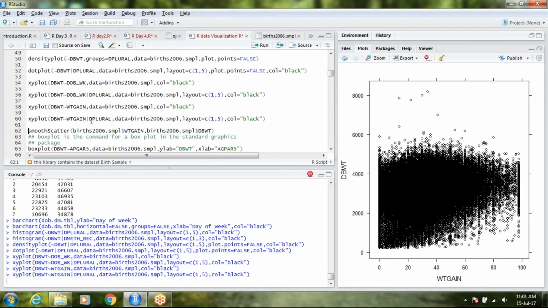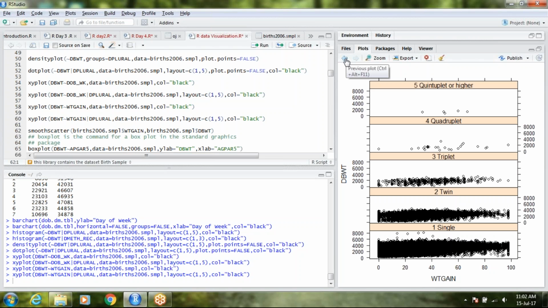For adding a factor to it, just use a pipeline and then plural, d plural. That will do. And because I have to make it to a 5 level, I've made a layout of C 1 comma 5. So yeah, it's taking a bit of time. So here it is.